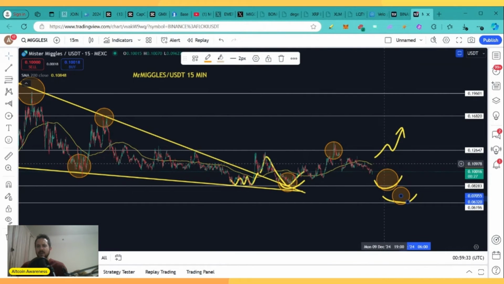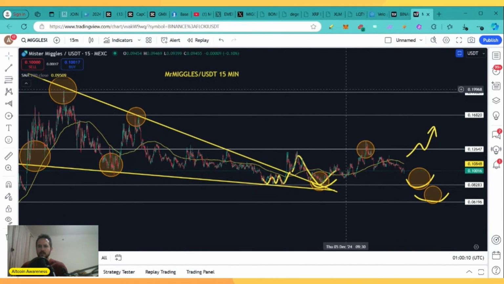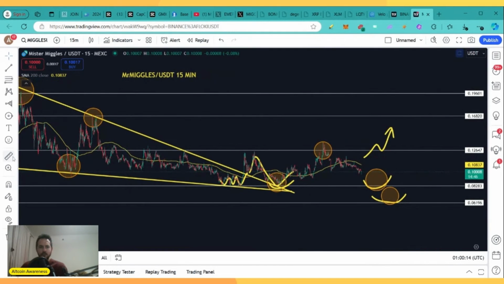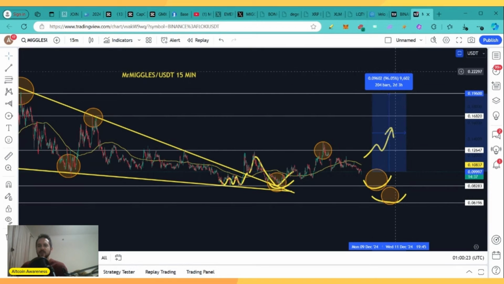After the price action breaks above this key level of resistance that's located at 12 cents, 0.1264 to be exact, we have a few targets. The first target is located at 0.1682. And the second target is basically the all-time high that we saw recently at 0.1960. From the current price levels to the all-time high, that's a 96% move, guys. Amazing move out of Miggles.